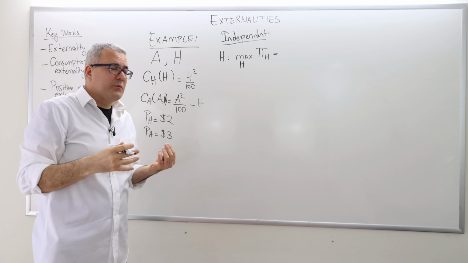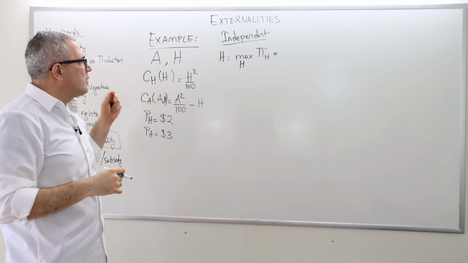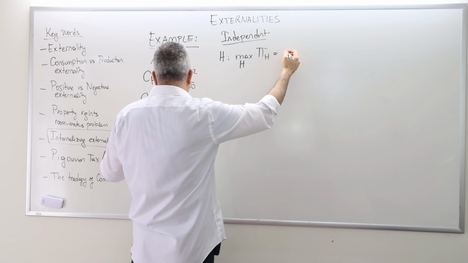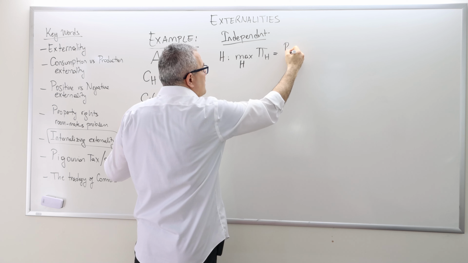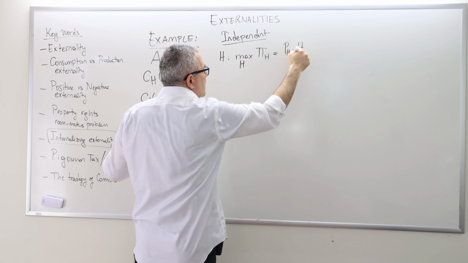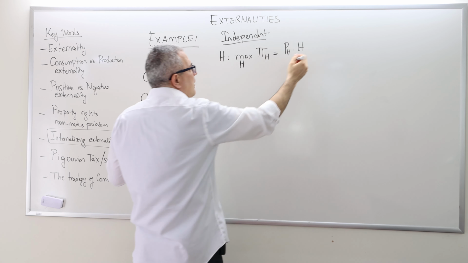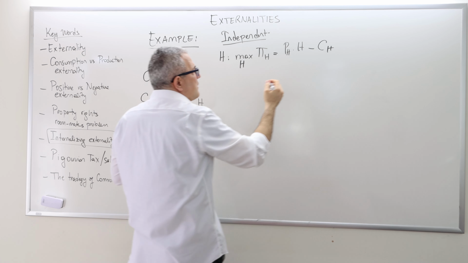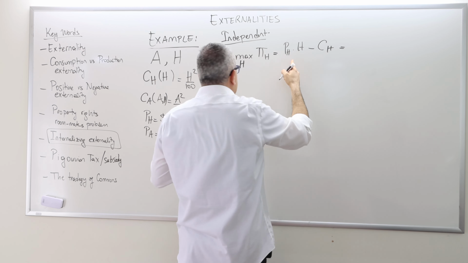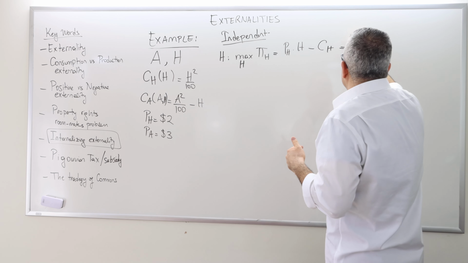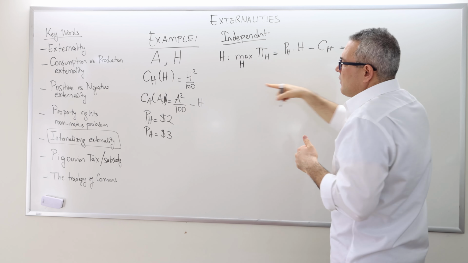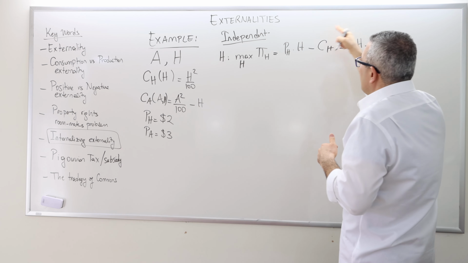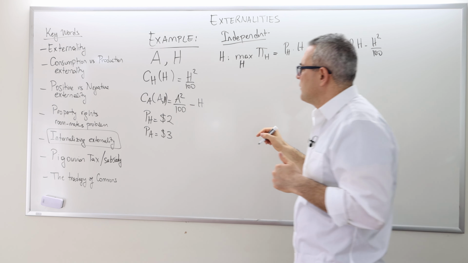What is the amount of honey to produce? What's the profit for the honey producer? The price times the quantity, so pH times the quantity, minus the cost, CH. Let's be specific. The pH is 2, so 2H minus the cost function, H squared divided by 100. So this is the profit function for the honey producer.